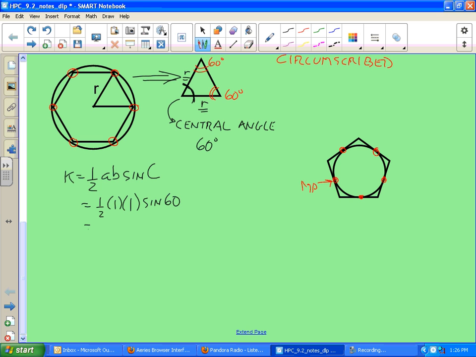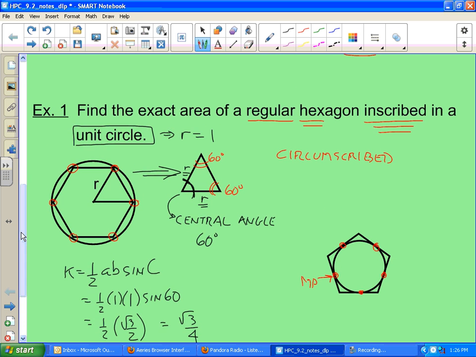We can do all of this without a calculator. 1/2 times √3 over 2, which is what the sine of 60 is. Meaning the area of one of those little triangles is √3 over 4. But is that my answer? Is that the area of the hexagon? No, now I got to multiply by 6.